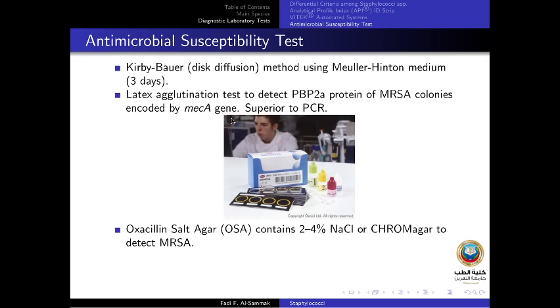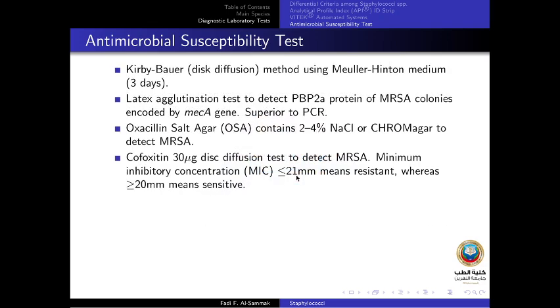Now, another method is by using a special agar, which is called oxacillin salt agar, which contains 2.2 to 4% of NaCl, or the chrome agar to detect the MRSA. So this is another way to detect. And here you can see in this image, this is the latex agglutination test, and these are the reagents. Another method is by using the cefoxitin 30 microgram disk diffusion test to detect the MRSA.